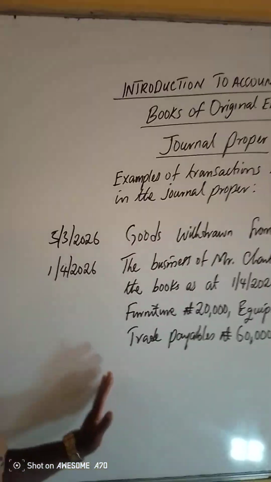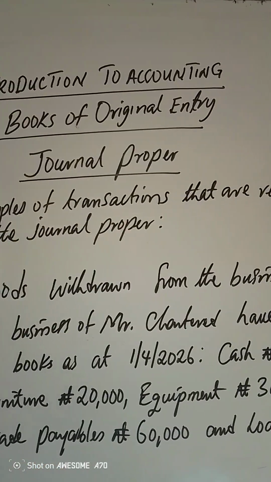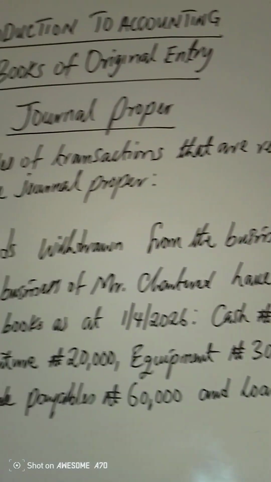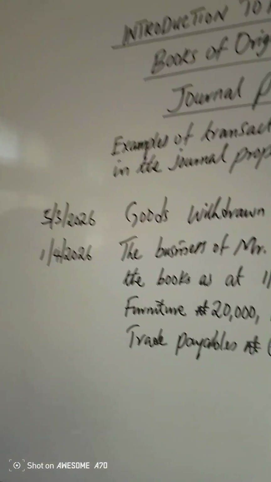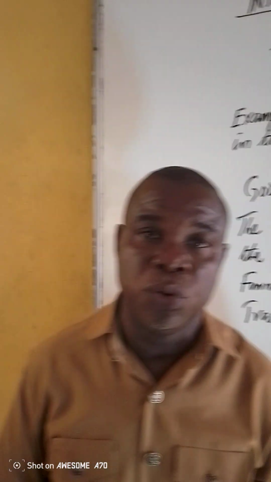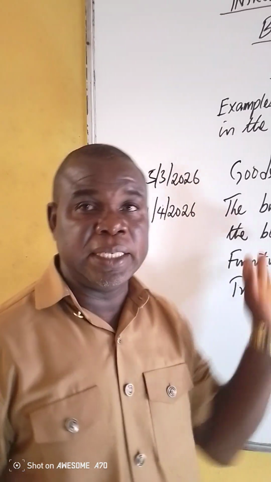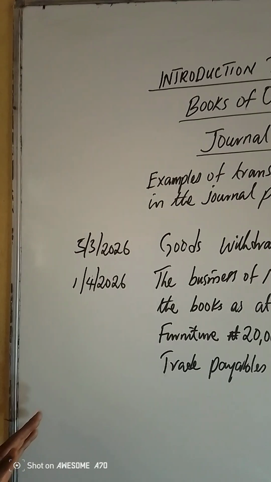In today's video, we are going to continue from Books of Original Entry, where we are trying to illustrate how transactions are recorded in the journal proper. Mind you, in the previous video, we started posting illustrations in the journal proper, and this is just the continuation of some of the examples. Let's go to the next example.